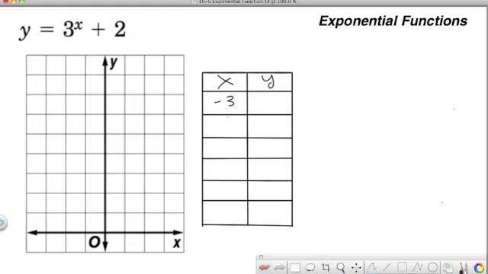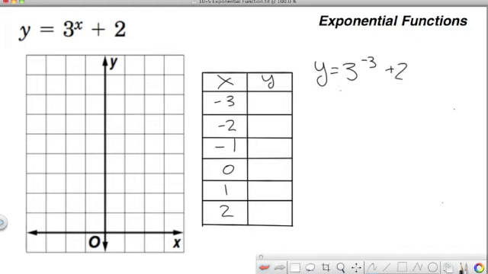Once again, I like to start this section with -3, -2, -1, 0, 1, and 2. So let's start with the top because that's how we usually do it. So we'll start from the top this time. Y equals 3 to the -3rd power because that's our first X, plus 2.